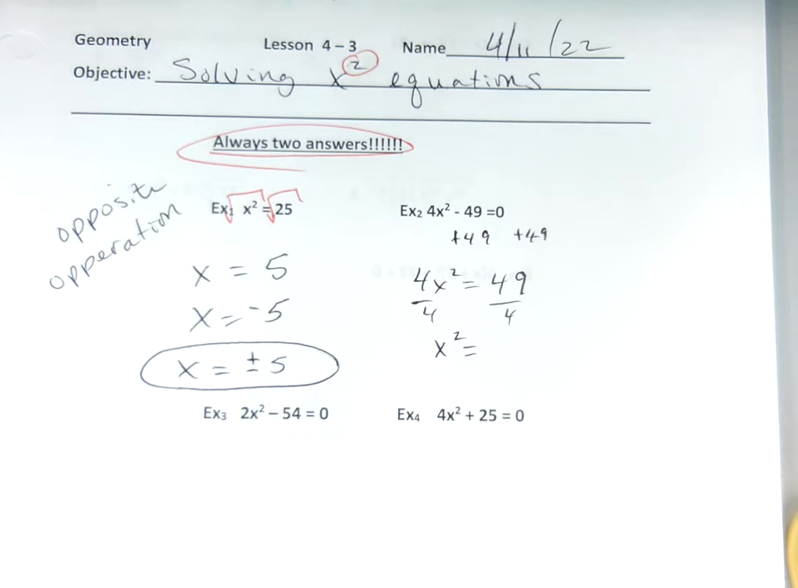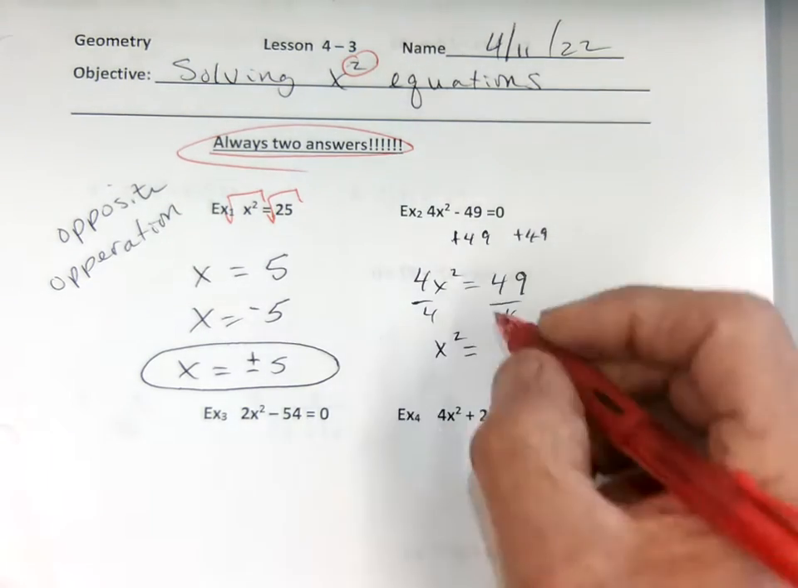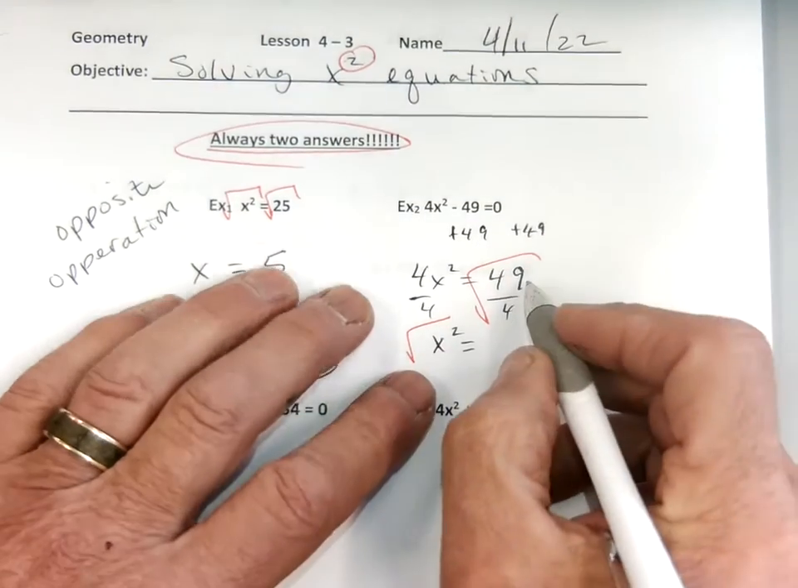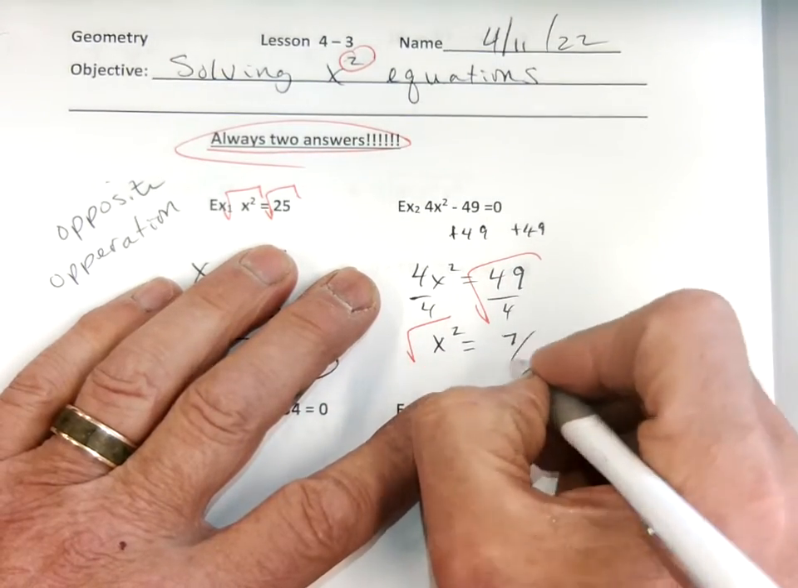So again, we're going to undo it. We do the opposite operation. So we square root both sides. And we get the square root of 49 is 7, and the square root of 4 is 2.